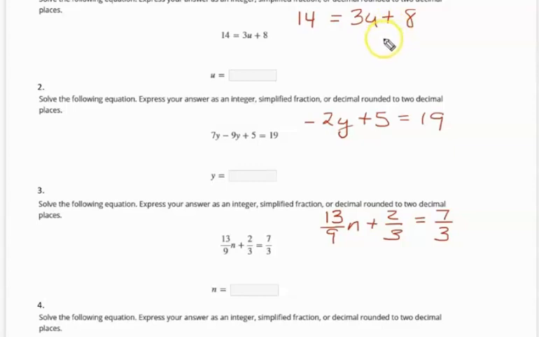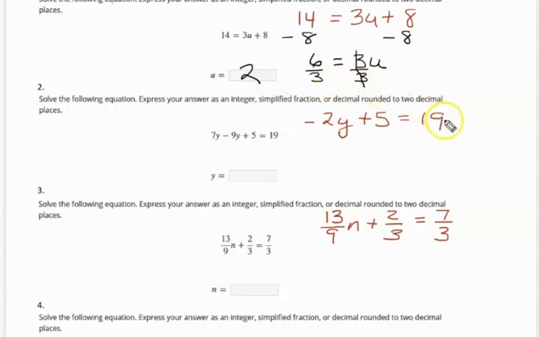Okay, so here we're going to subtract 8, and we get 3u equals 6. Divide both sides by 3. These cancel out, become a 1. u is going to be 2.